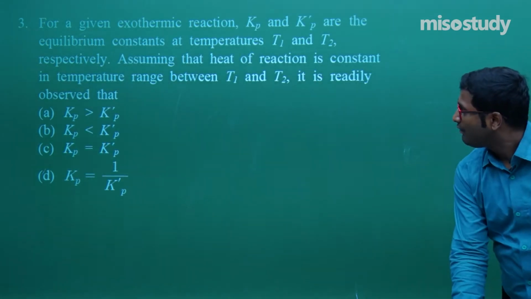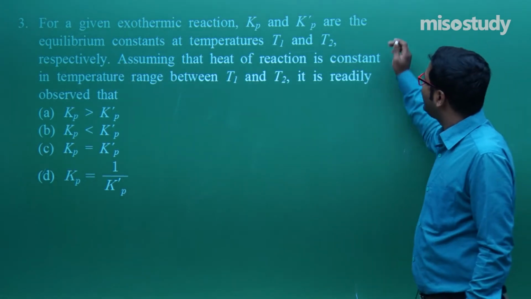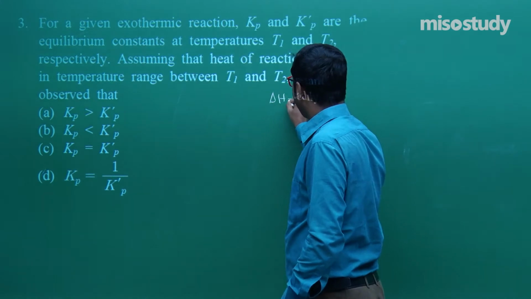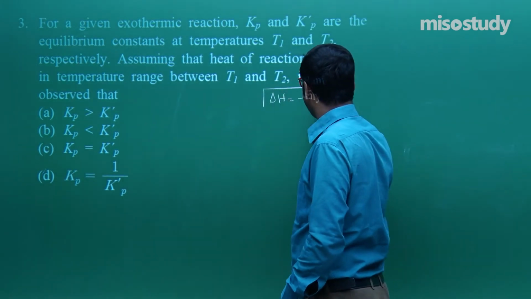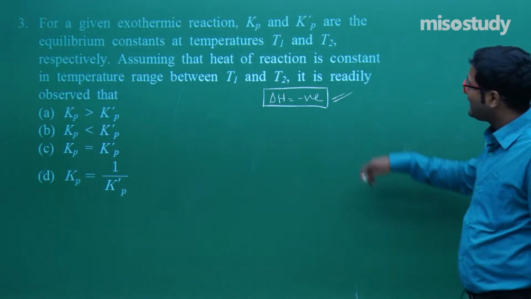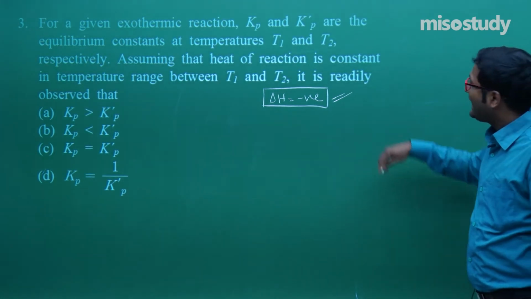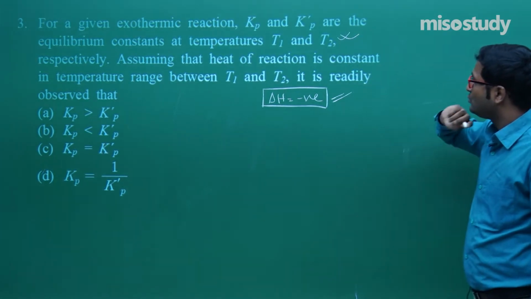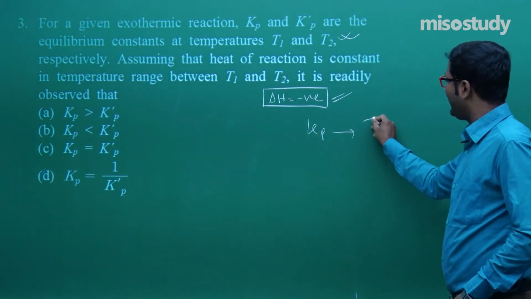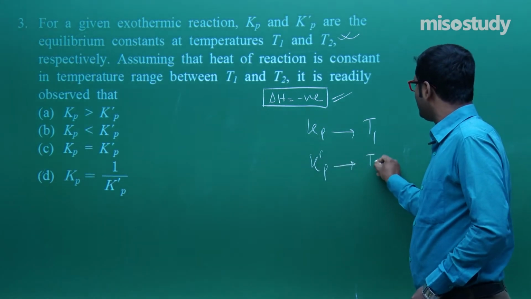Look at the question. For a given exothermic reaction, Kp and K dash p. For an exothermic reaction, first of all we all know delta H will be negative. This is clear to you. Now, for a given exothermic reaction, Kp and K dash p are the equilibrium constants at temperatures T1 and T2. Clear? Kp at temperature T1. This is written like this: Kp at T1 and K dash p at T2.